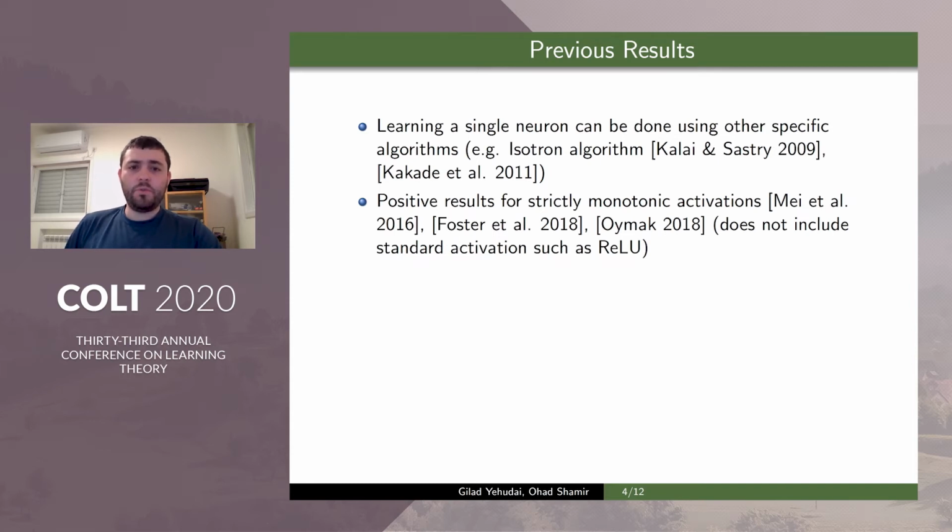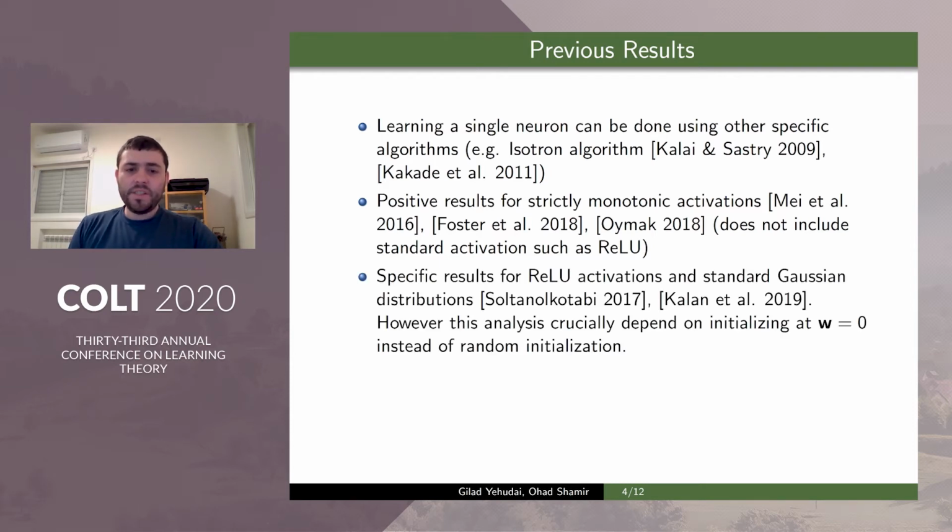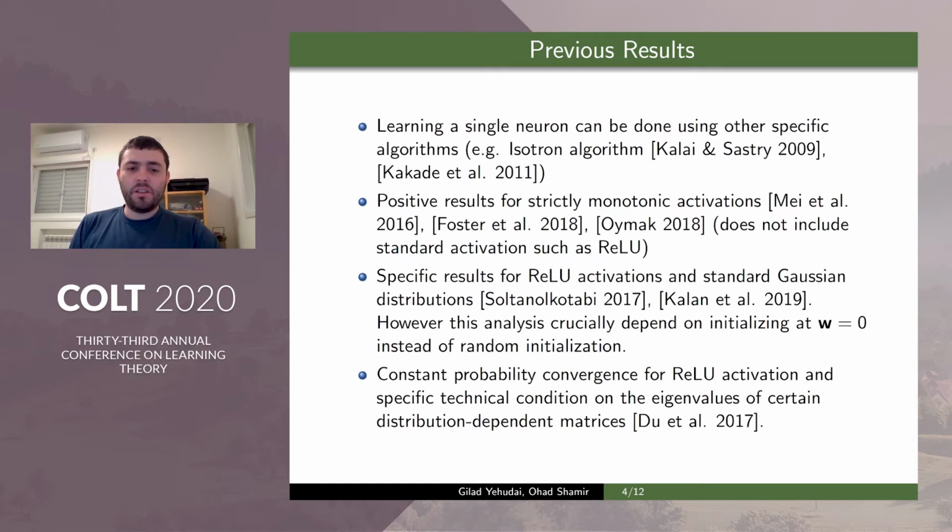There are positive results for strictly monotonic activations, but these usually do not include the standard activations people use today, such as ReLU. There are specific results for the ReLU activation and standard Gaussian input distribution. However, the analysis for these results crucially depends on initializing the learned vector w at the origin, instead of using standard random initialization, such as a standard Gaussian. And there is a result that shows constant probability convergence, specifically for the ReLU activation, and it requires some technical condition on the eigenvalues of a certain distribution-dependent matrix.